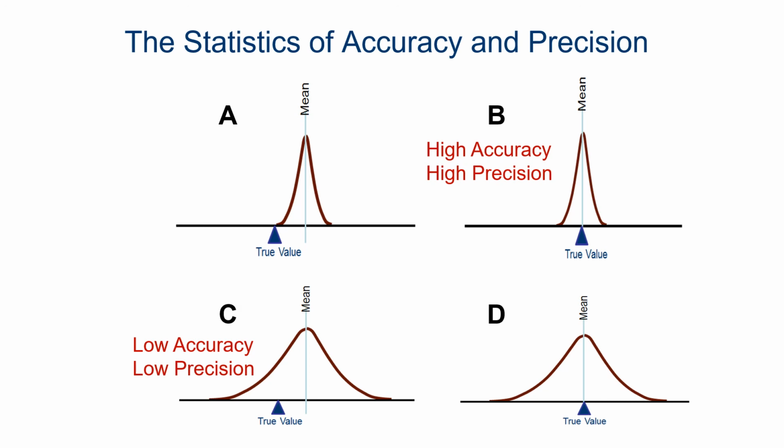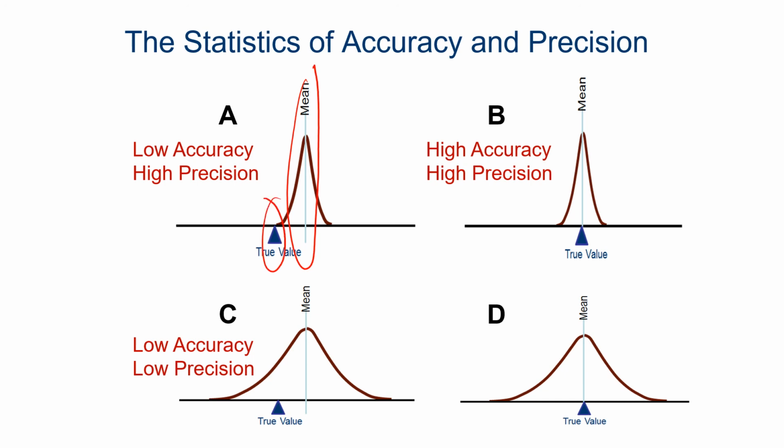Describe the relative accuracy and precision of instrument A. What would you say? Is that low or high accuracy and precision for A? Pause the video and think about it. How would you describe it? All right, so this one is showing low accuracy because the mean is far away from the true value, but it's high precision because you have a narrow standard deviation.